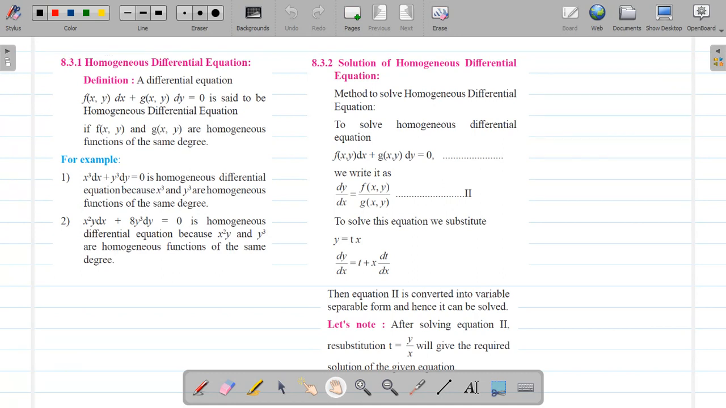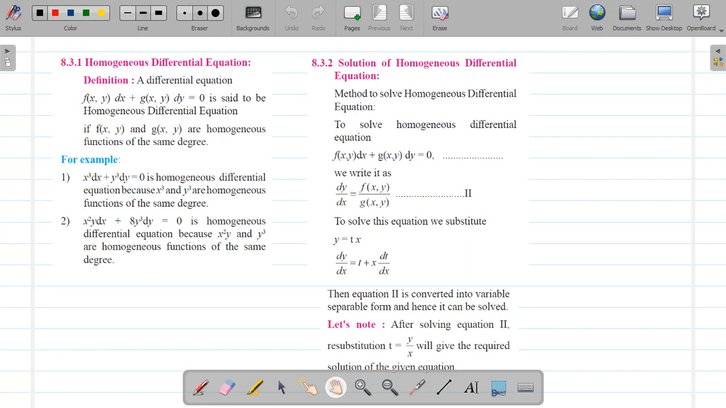Here f of x comma y means the term of the differential equation which is in terms of x and y. Similarly, g of x y is also in terms of x and y. So f of x y and g of x y denote the terms in x and y, and they are called homogeneous functions if they have the same degree.